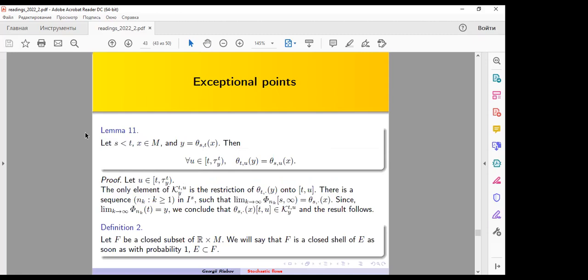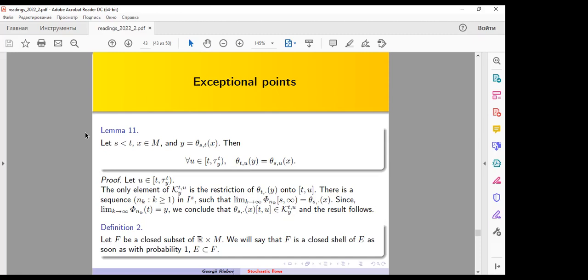So outside the set E, actually we can prove the strong flow property for theta. Now, the idea is: if there are exceptional points, when our flow hits an exceptional point, we will reconstruct its trajectory so that we get a flow property.